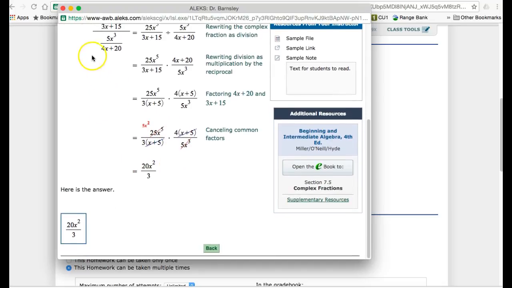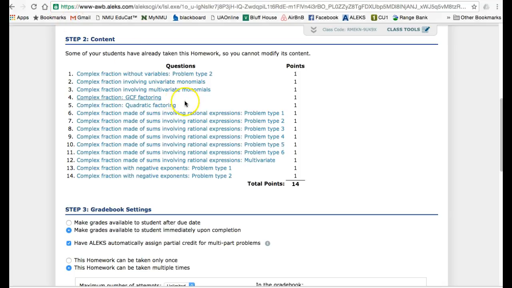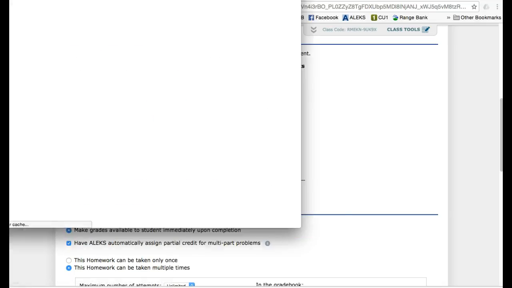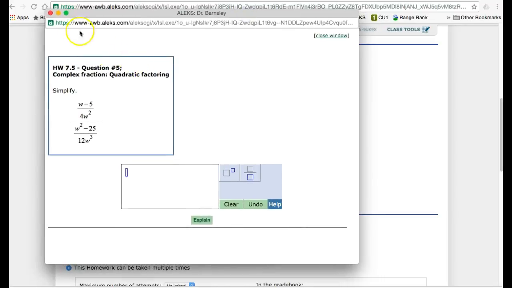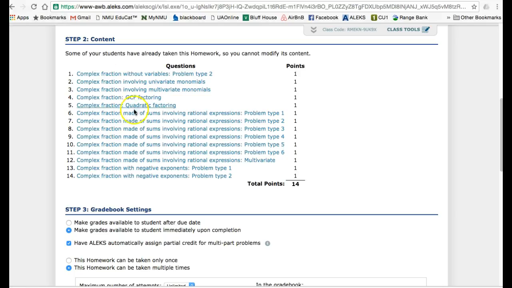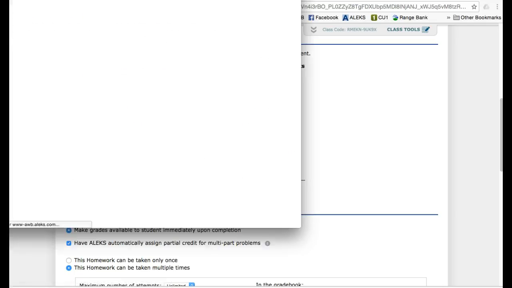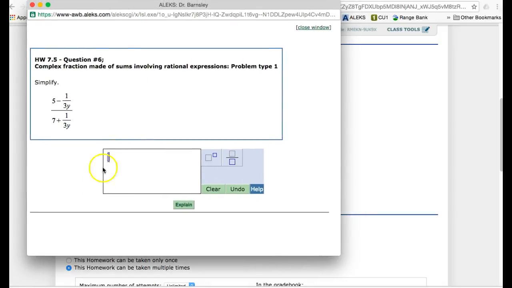Okay. So here now, we're going to change strategies. Let's look at number 5. Oh, no, actually we're not changing strategies. That's a very similar problem. So what we're going to do is look at number 6 from the homework. Okay, now this one's going to have an entirely different strategy. And the reason is that we no longer have just a fraction in the numerator and a fraction in the denominator. We now have 5 over 1 minus 1 over 3y, and 7 over 1 plus 1 over 3y.